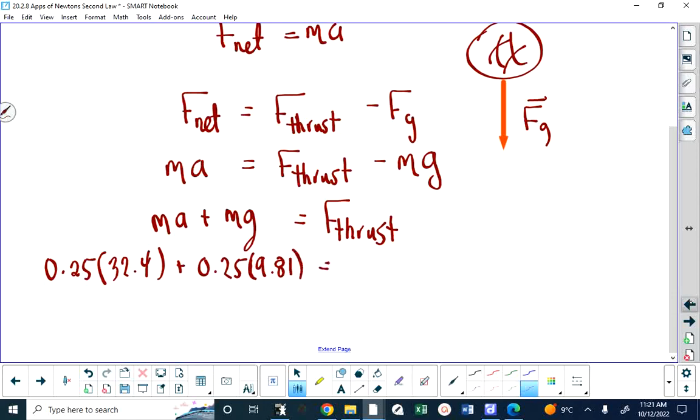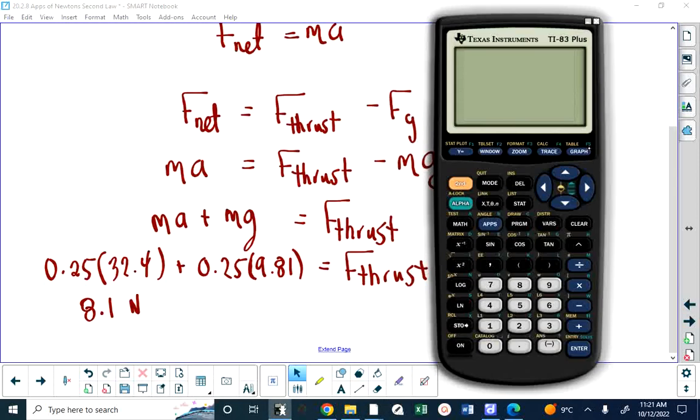And I want us to calculate, just humor me here, I want us to calculate both of those. I want to calculate this, and I want to calculate this. I can do this one in my head. I can't do the other one in my head. You get 8.1 newtons here. I think 32.4 times 0.25. It's a quarter of 32.4. And then the other one, 0.25 times 9.81 gives you 2.4525.